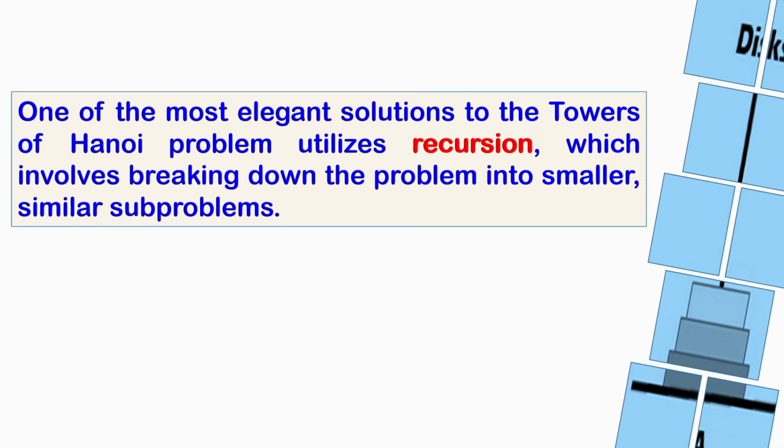One of the most elegant solutions to the Towers of Hanoi problem utilizes recursion, which involves breaking down the problem into smaller, similar sub-problems. As we tackle the Towers of Hanoi, recursion comes into play, offering an elegant solution by breaking down the problem into smaller, similar parts.